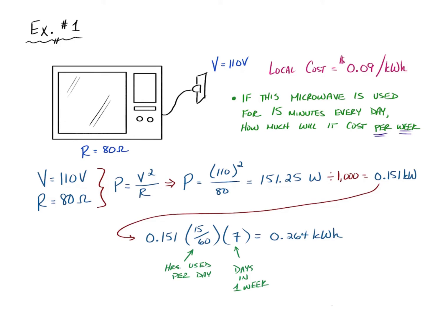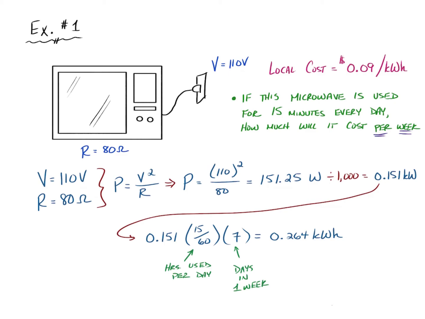If we go through with that calculation, we will find that it is going to be 0.264 kilowatt hours per week. Per week because we multiplied this by 7. If I didn't actually multiply that by 7, we'd theoretically only be finding the kilowatt hours per day. We'd still eventually have to multiply that by 7 to get the cost per week. I like to do it all in one step.